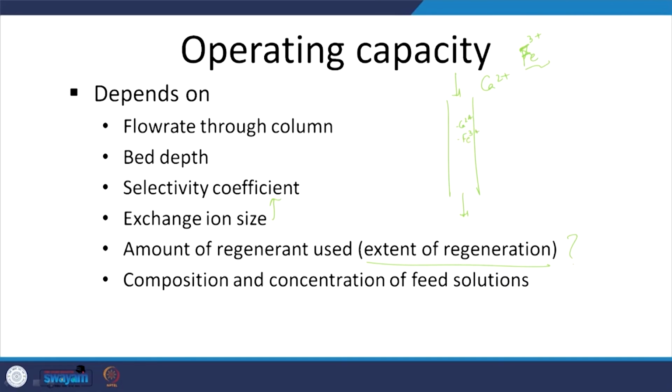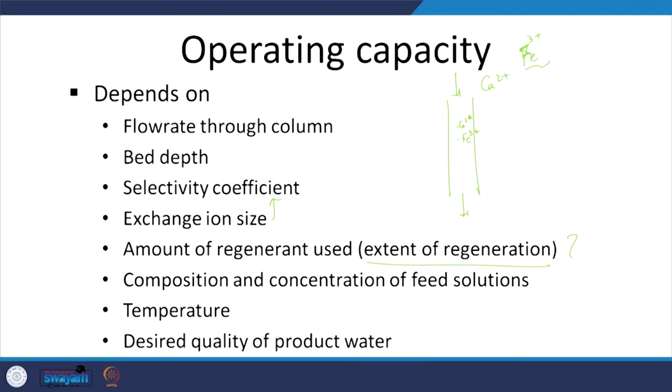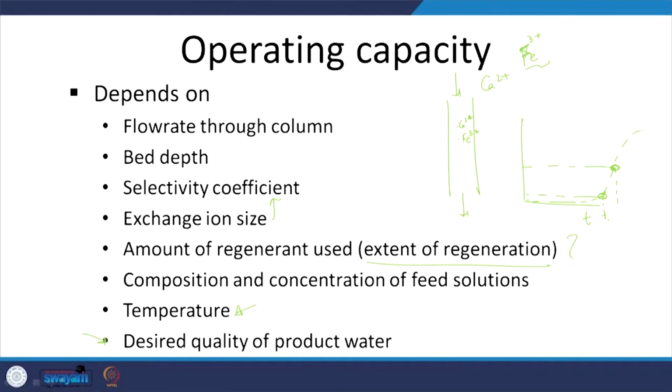So the composition and concentration of the feed solution come into play, and obviously temperature, because everything is about the equilibrium constant, which is dependent upon the relevant temperature. And when I say desired quality of water, we know that we are talking about breakthrough, right. If my desired quality of water is somewhere out here, low concentration, I'll have one particular operating time. If my breakthrough is relatively later, or if I can accept a relatively higher concentration of the compound in my outlet, I'm going to have a different breakthrough time, right. These are the aspects that come into play.